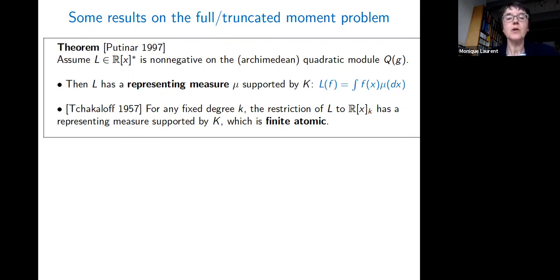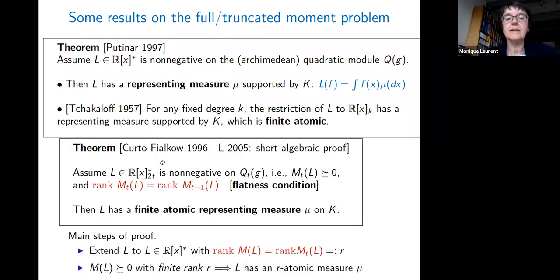A second crucial result in the moment approach is this result of Curto and Fialkow, which underlies the fact that there is an optimality stopping criterion for the moment hierarchy. What this result is saying is the following. Suppose we solve the moment bound of a given order T, and let L be our optimal solution. So it will be non-negative on the quadratic module. And let's assume that it satisfies this nice flatness condition.